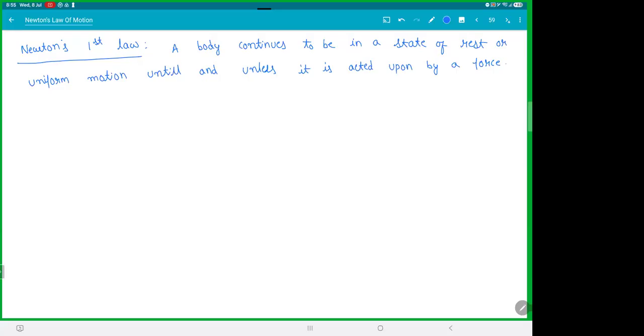Now, the statement tells you a few things. First, it talks about something called rest or uniform motion. Then it also talks about something called force. So how do you know, first of all, whether something is at rest or moving? If you remember in kinematics, we discussed inertial and non-inertial frames. When you say something is moving or not moving, the important thing is first to define your frame of reference. So the first law gives us the concept of force, which is required to change the state, and the concept of inertial frame.